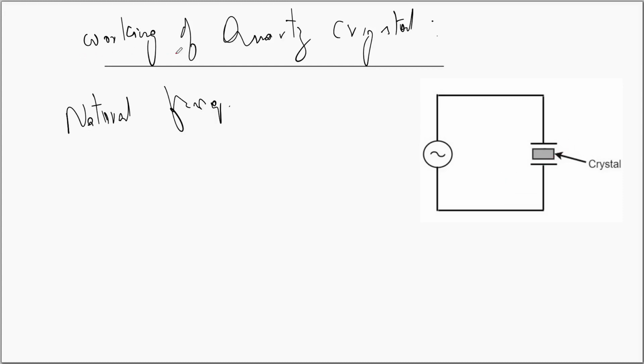Later we discussed the working of the quartz crystal. A thin slice or wafer of the quartz crystal is placed between two metal plates. These are the metal plates. And the quartz crystal will have a natural frequency. When the applied AC bias frequency is equal to the natural frequency, then due to resonance, the maximum amount of energy is absorbed by the quartz crystal. Maximum vibrations can be seen in the quartz crystal.